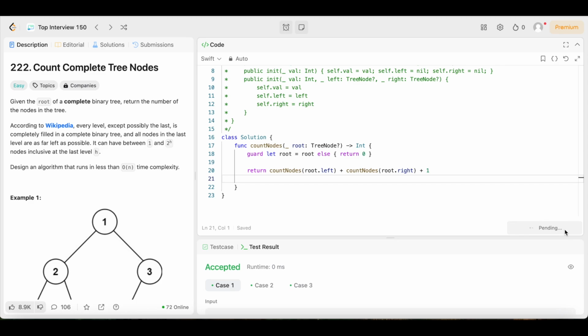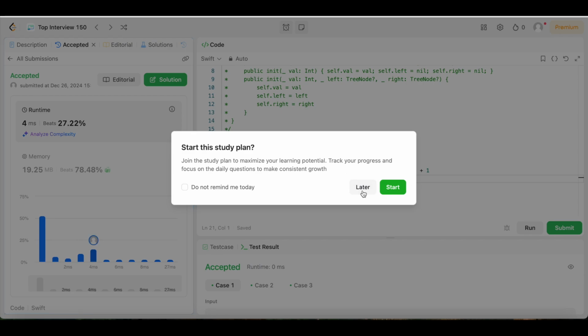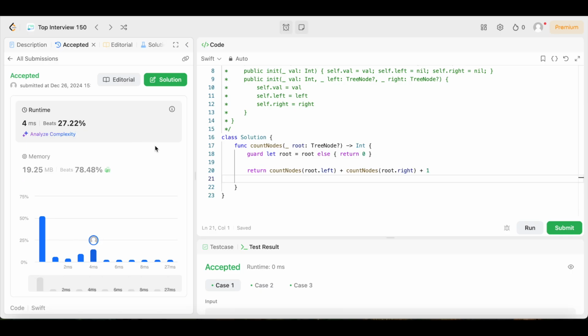So let's submit it, make sure it stays accepted after we submit it, because you all know how LeetCode can get. And look at that, y'all. 4 milliseconds beats 27.22% of users with Swift, y'all. Not too bad, not too bad at all. Don't worry about those numbers.